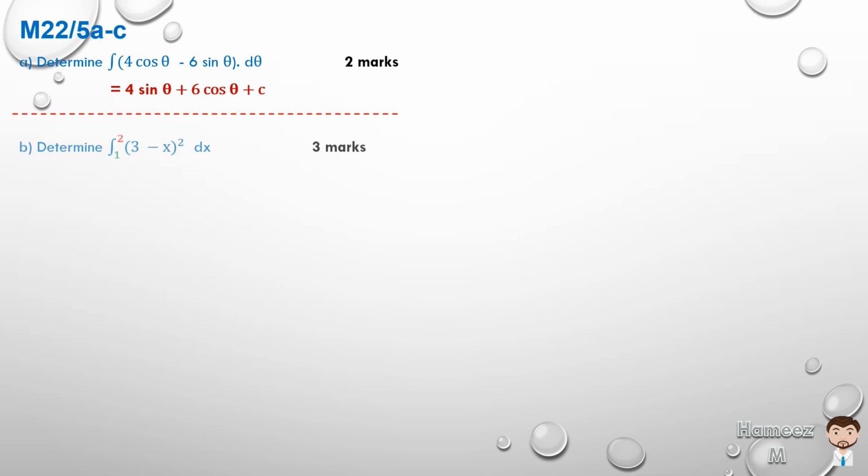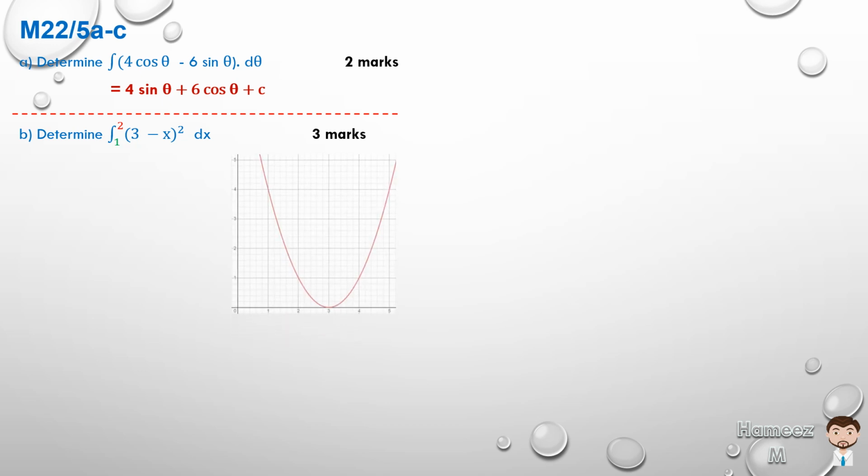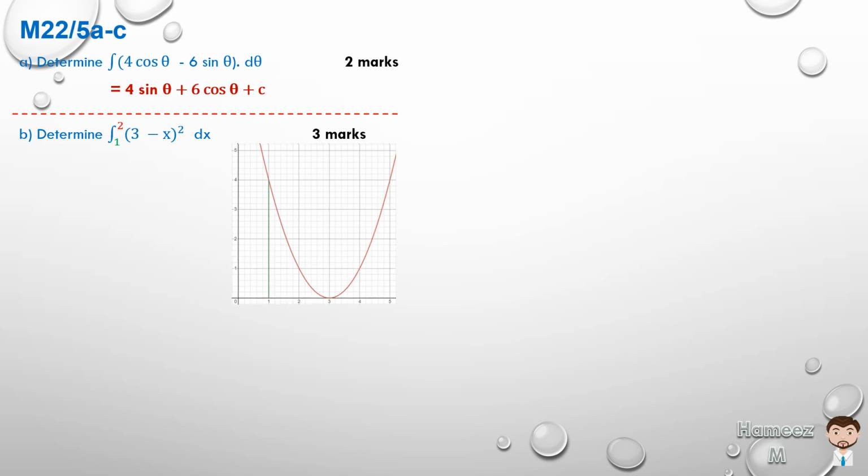And for b, determine the integral of 3 minus x all squared between the limits of 1 and 2. What we're really saying is we have a quadratic graph which is touching the x-axis at one point where x is equal to 3. So we can bring up that graph. We want to find the area under the graph where the lower limit is 1, and the upper limit is 2. We'll indicate that with a blue area there to show what we're trying to find.